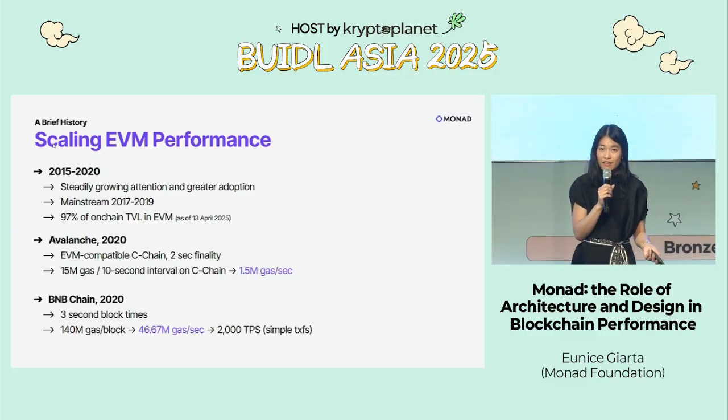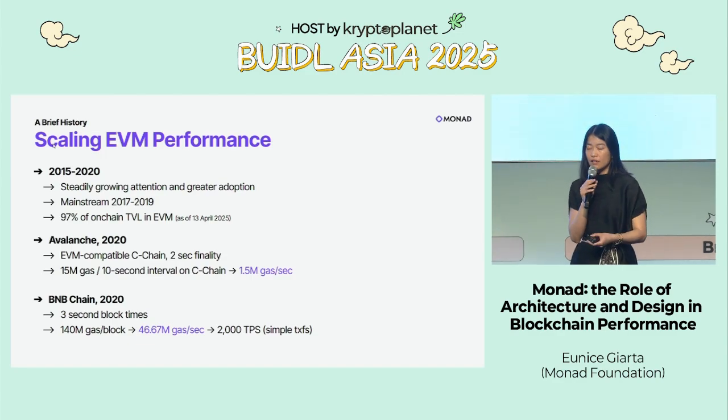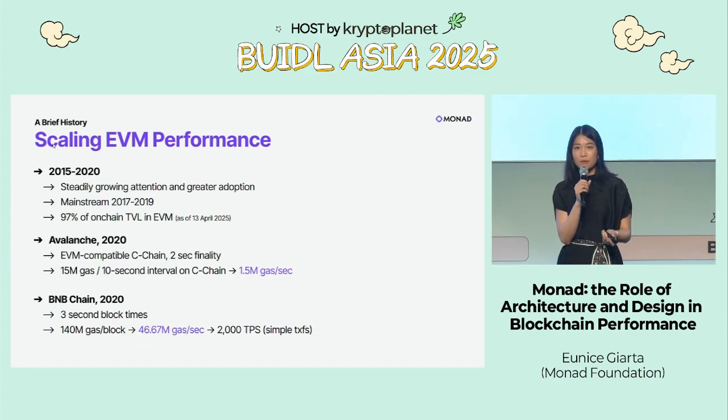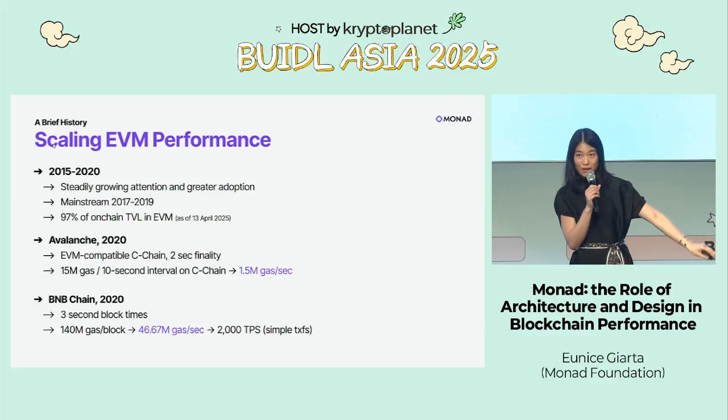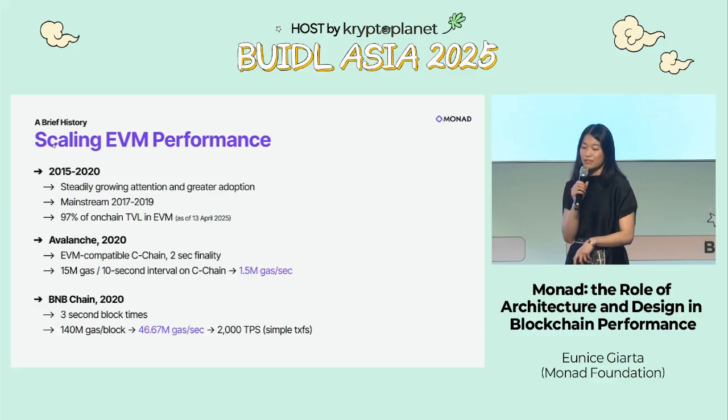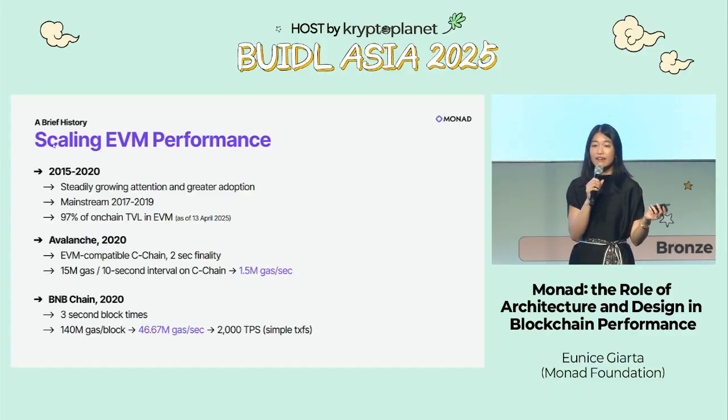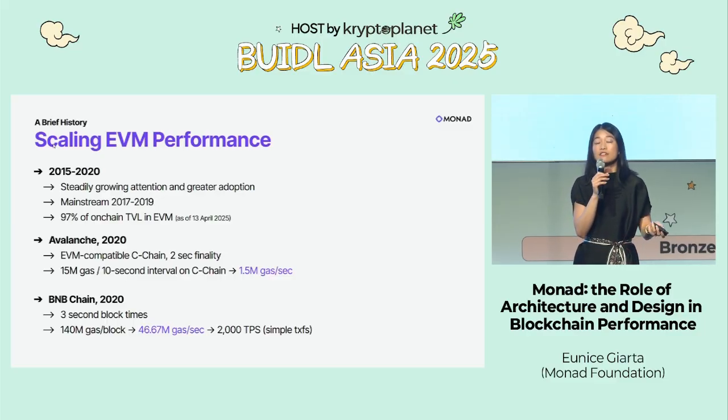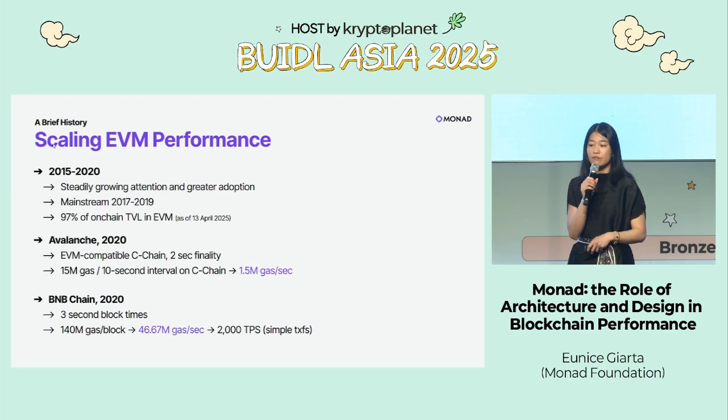And then BNB chain, which is essentially a replica of Ethereum with some updates to various configurations, now sped up from 12-second blocks to 3-second block times. And also increasing the gas per block significantly from 15 million to now 140 million. So that gets us to 2,000 transactions per second for simple transfers. Not bad, getting much closer to VisaNet.